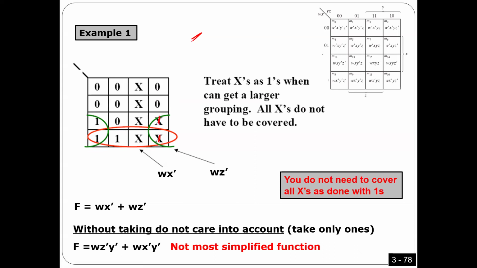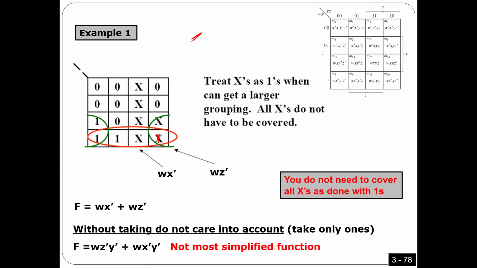If I can consider this one, instead of making a group of two, I'm going to make a group of four. So this one here and this one. Here, I'm going to consider it one. Same thing here: instead of taking these two together, I can consider these ones as well as ones, and make a bigger group.